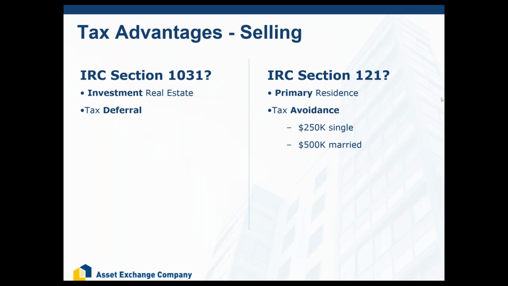Now, ladies and gentlemen, before I move on, I do want to make one important distinction between these two tax laws that you're looking at. Section 1031 is tax deferral. Section 121 is tax avoidance. Which one's better? Well, it's always better to avoid paying taxes, right? When you avoid paying taxes, you just don't have to pay them. And there's no requirement what you do with the money.